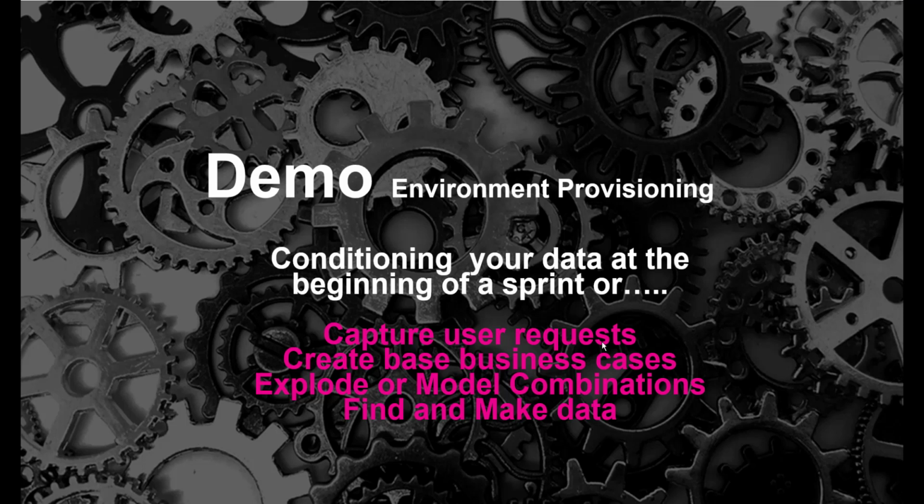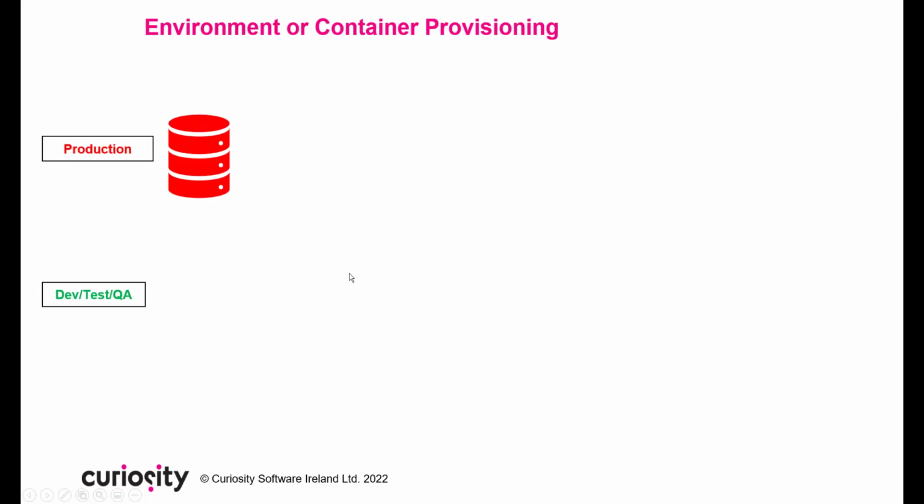So now let's take a look at environment provisioning, or in effect creating the data you need at points in the sprint. Could be the beginning, the middle, or the end. And in effect what we've done already, we convert that into a conditioning engine, which allows us to take the user requests that have gone in earlier. We're also going to do some modeling of different types of queries that could potentially exist, and we're going to explode those. And then we're going to use the same process to run against the database to find the data. And if it can't find the data in the volumes that you need, it's then going to go off and synthetically create the data. So let's talk about environments or provisioning data into containers.